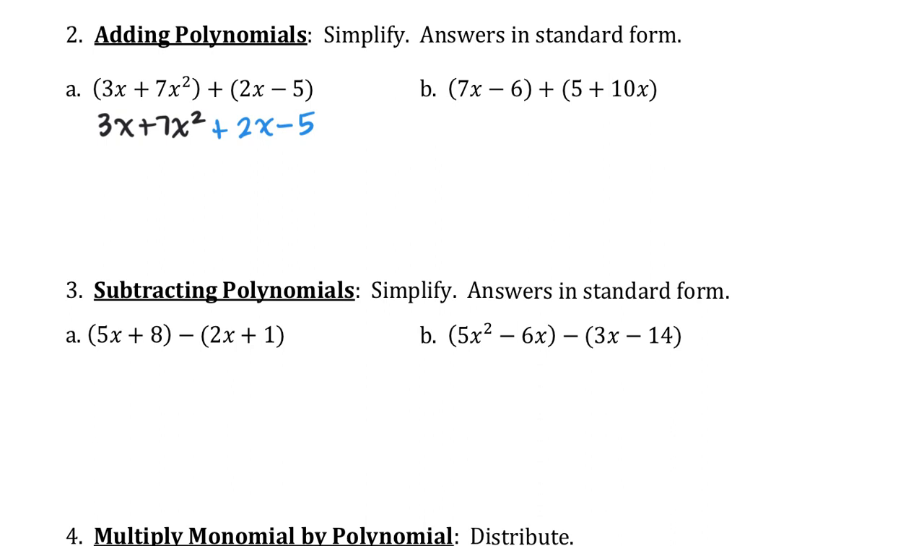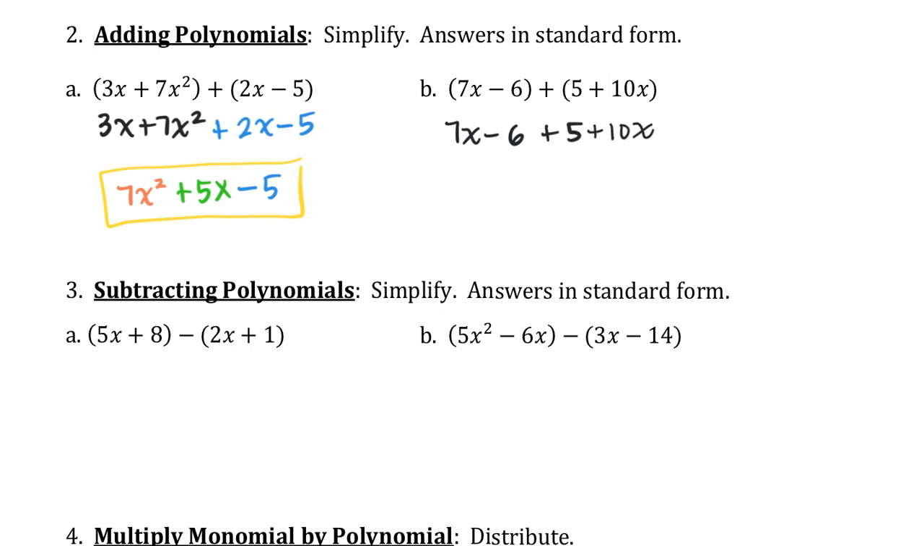Once you take off the parentheses, this is just like terms. The highest exponent is 7x to the second. The 3x plus 2x is 5x. And I'm going to bring down the minus 5. That's my answer, standard form. Go ahead and try the next one. I'll do it while you do it. Same plus same. Like terms, 7x, 10x, 17x, negative 6 plus 5, negative 1.